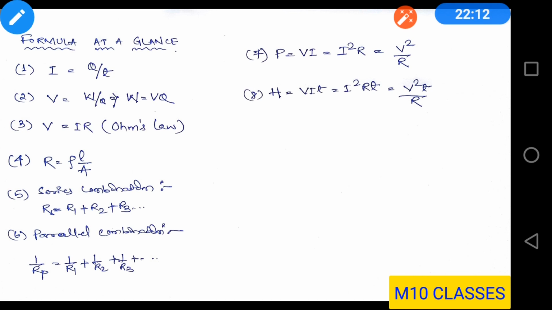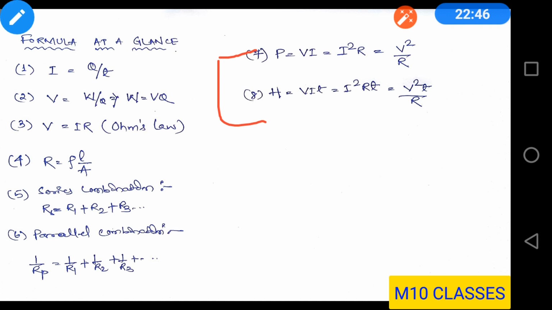Ohm's law, V equals IR. And resistance, its formula is rho L by A, where rho is the resistivity. For the series combination of resistors, the total equivalent resistance Rs equals R1 plus R2 plus R3, like that. And for parallel combinations, 1 by Rp equals 1 by R1 plus 1 by R2 plus 1 by R3, like that. And the important formulas related to power and the heat produced. Power equals VI, I square R, and V square divided by R. H equals VIT, I square RT, V square T by R.